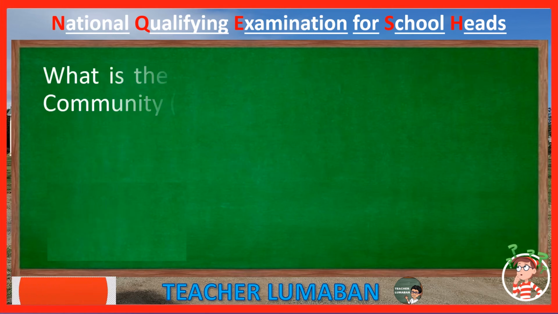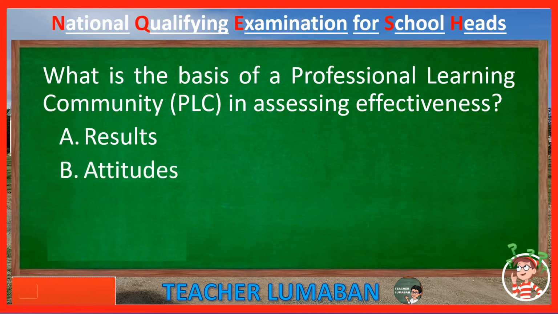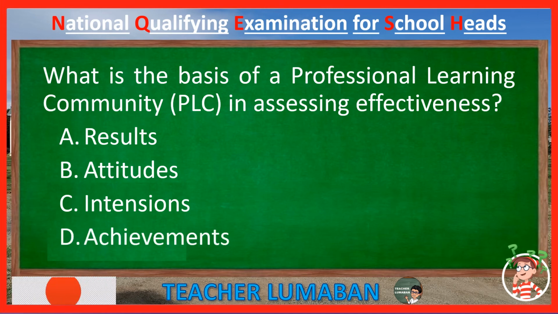What is the basis of a professional learning community, PLC, in assessing effectiveness? Letter A, results. Letter B, attitudes. Letter C, intentions. Letter D, achievements. Choose the suitable answer based on the given choices in 5 seconds.